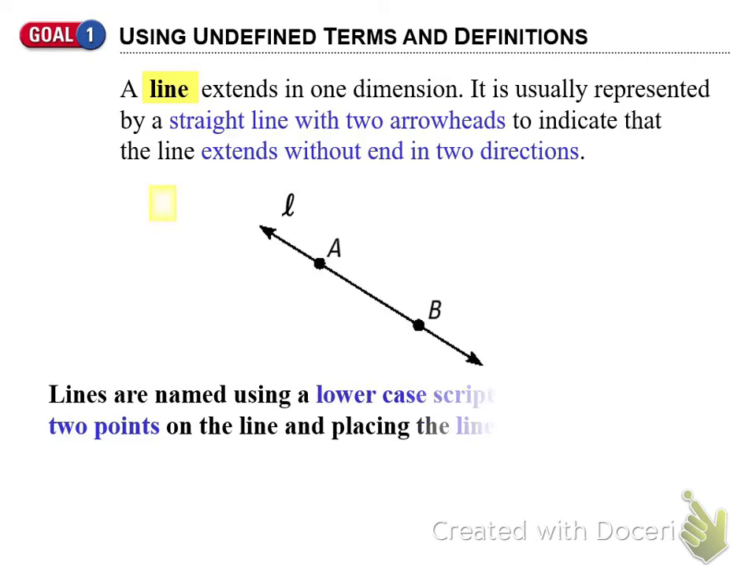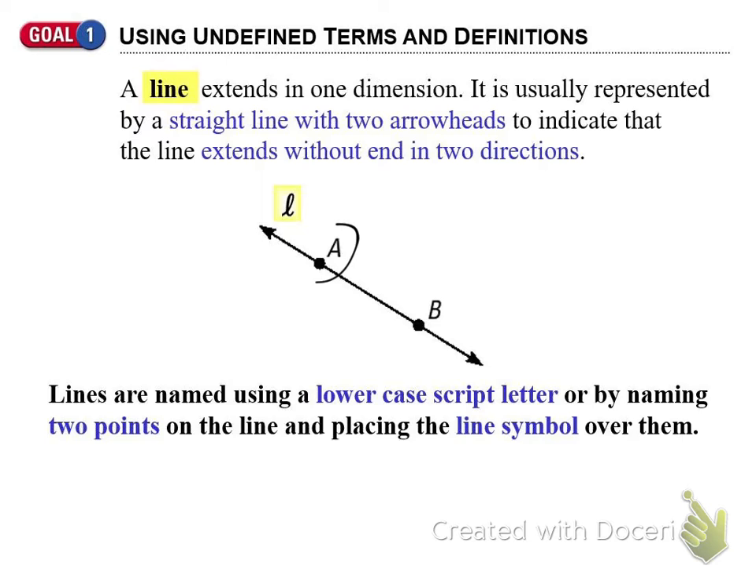All right, and then you've got the same picture that I do. There are two ways to name a line. If you notice, we've got three letters here: an L, a capital A, and a capital B. Other than one being lowercase and one uppercase, what are some differences between the A and the L? A is a point. Is L a point? No. L is actually the name of the line.